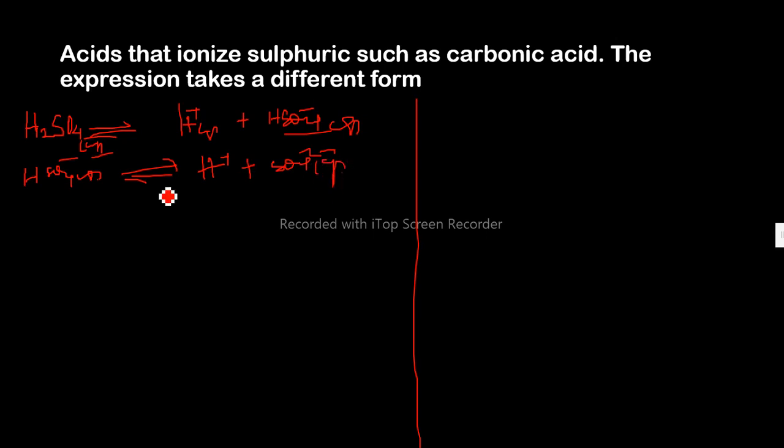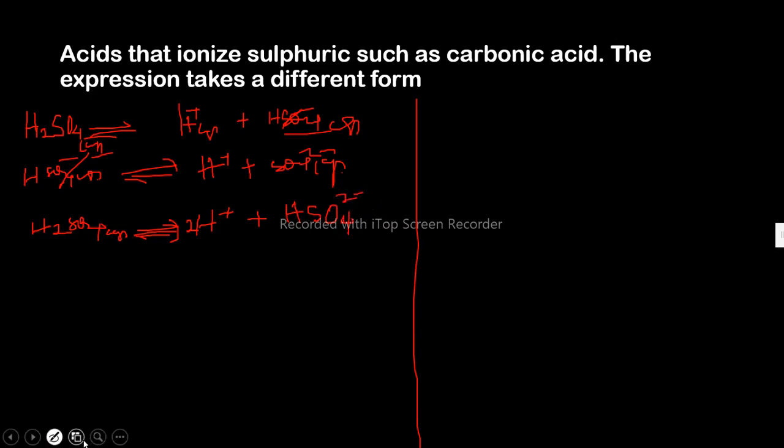so that the overall equation becomes sulfuric acid, aqueous, ionizing fully. We can use a forward arrow to give us the hydrogen ions, two of them actually, plus the sulfate ions, not hydrogen sulfate ions. But the concept is the same.